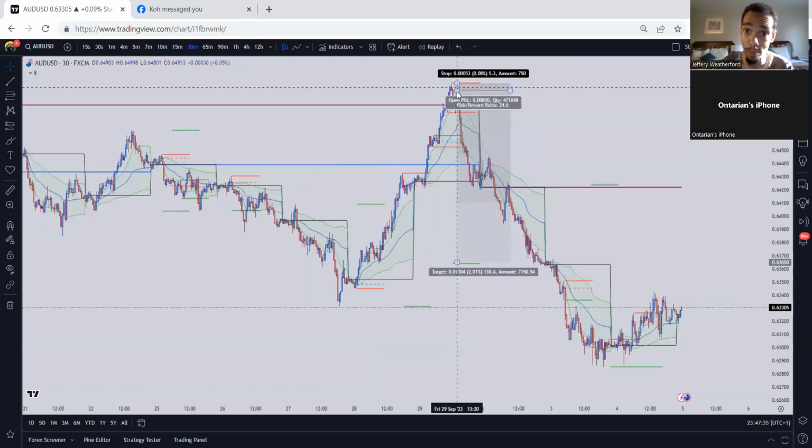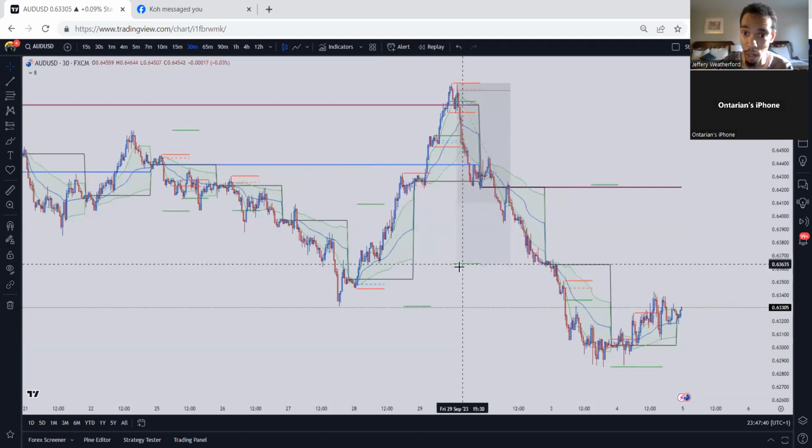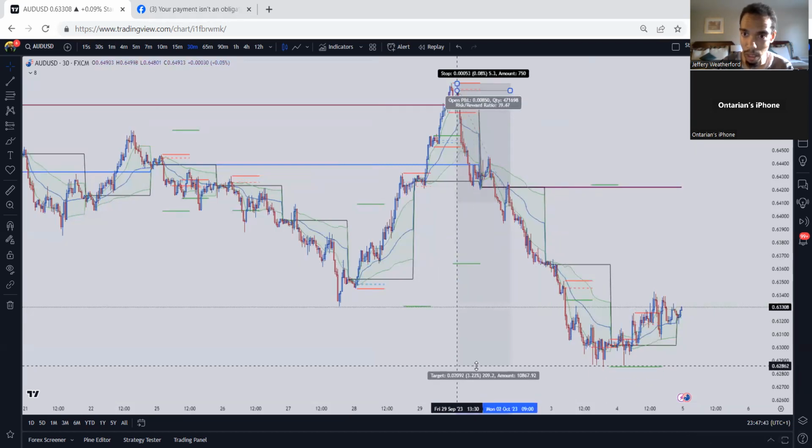This was a beautiful setup. Fundamentals did align and that thing came crashing down. I mean, it's still going. Let's look at this. Beautiful. I mean, 1 to 39. That's ridiculous.